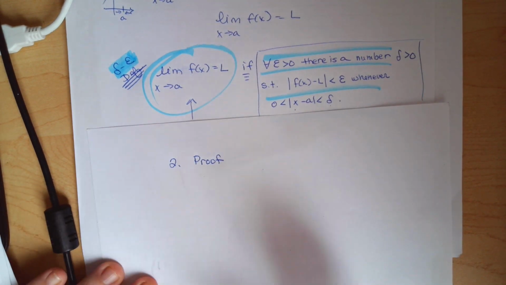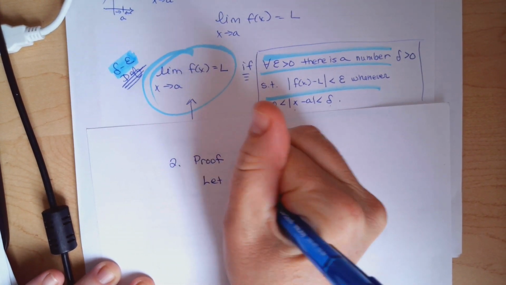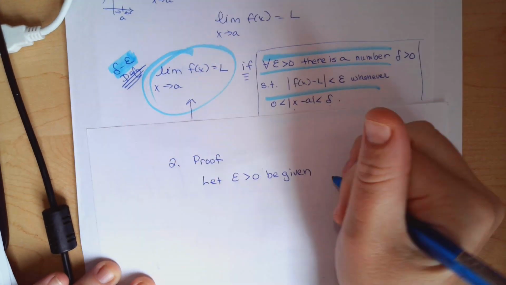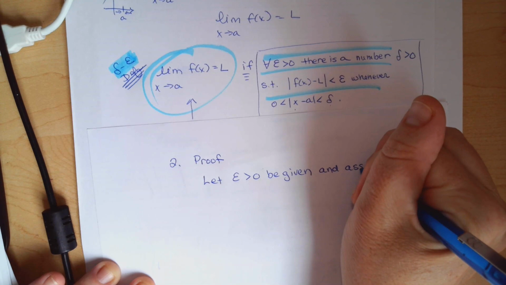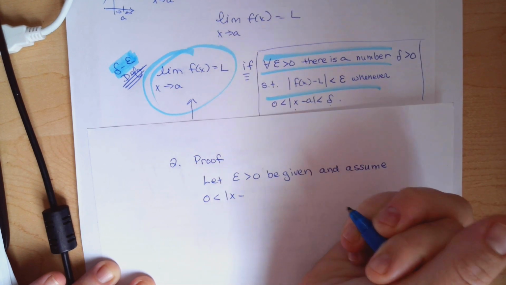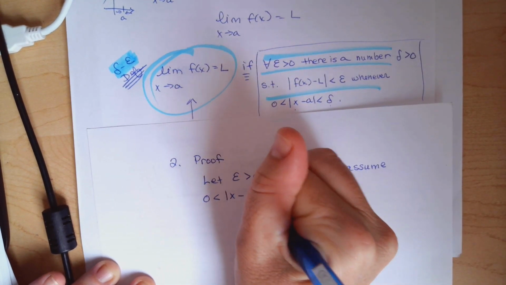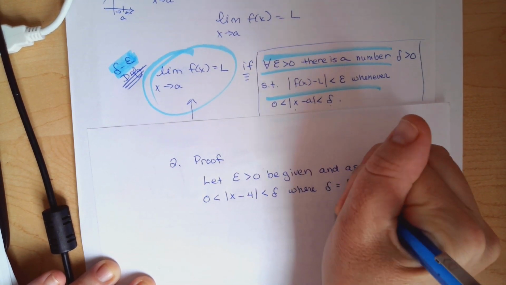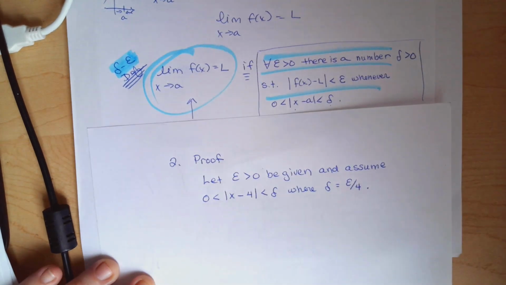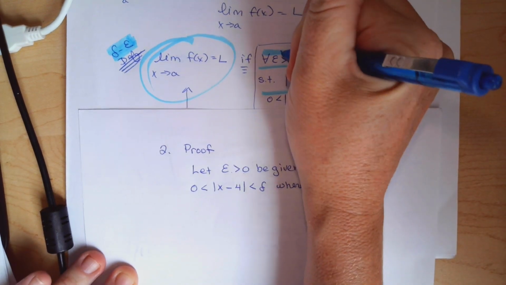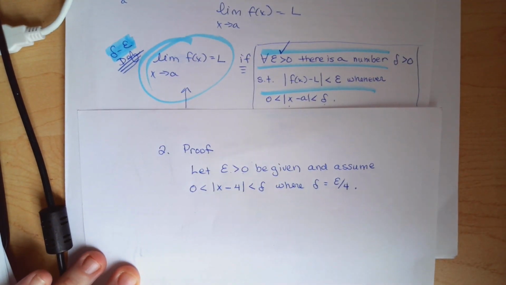Okay, so you're always going to start with: let epsilon greater than 0 be given. Always start with that. And assume 0 less than |x minus a|, whatever your a is. And so here our a is 4, less than delta, where delta equals epsilon over 4. Okay, so this is how you're always going to start this proof. Epsilon greater than 0. Oh, we took care of that part. Okay, so there has been an epsilon chosen, basically is what we're saying.